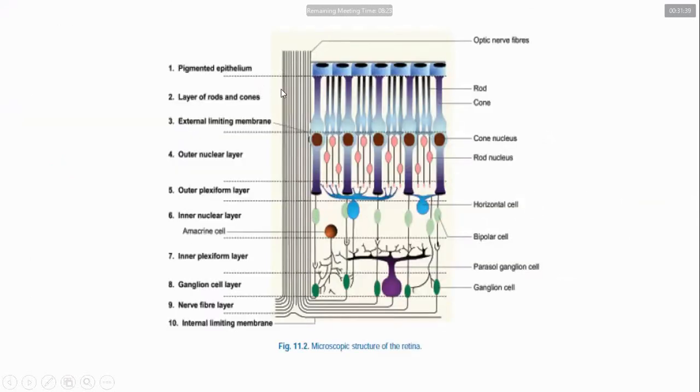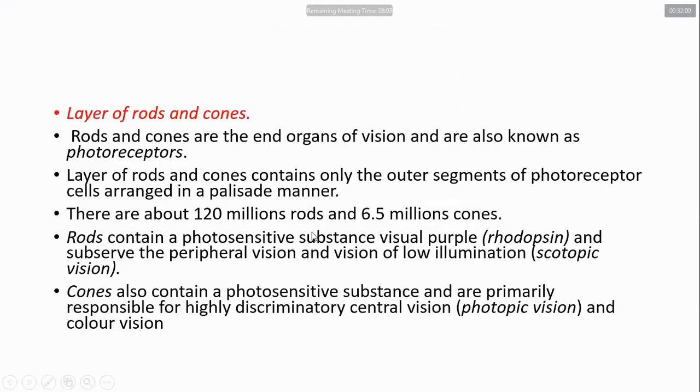So in this picture, you can see over here the retinal pigment epithelium, layers of rods and cones, external limiting membrane, outer nuclear layer, outer plexiform layer, inner nuclear layer, inner plexiform layer, ganglion cell layer, nerve fiber layer, and internal limiting membrane. So we will discuss more in the next class. We will discuss a few, one or two layers in today's class, and after that I will continue in the next class. So, layers of the rods and cones.